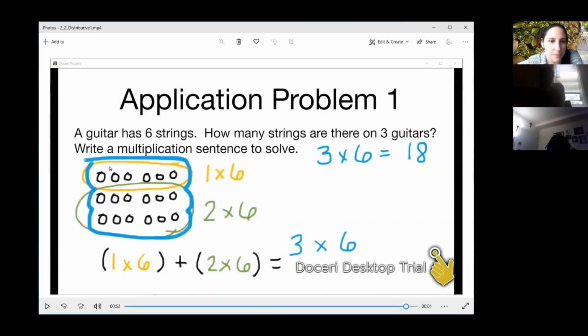Yeah. Okay. In the picture, what I circled in yellow, I represented as 1 times 6. Just to make sure, which of these represents the size of the group and which one represents the number of groups? The 1 is the number of groups, and the 6 represents the size of the group, right? Beautiful, yeah. And down here in green, we have 2 times 6. And what does that 2 represent? The size of the group is 6. That's the group of 6, yep, because it's 6 strings per guitar.